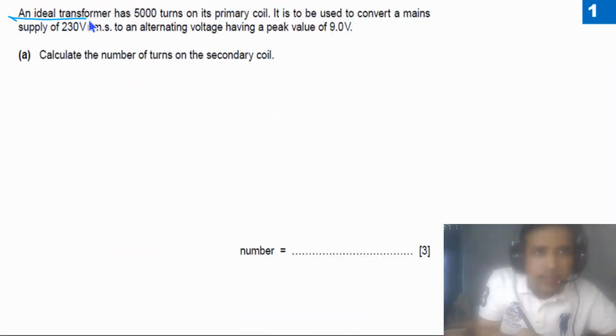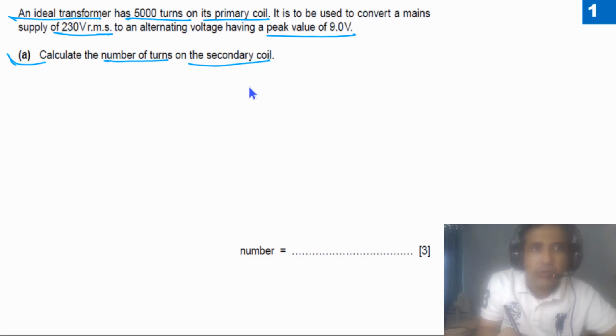Question 1 says, an ideal transformer has 5000 turns on its primary coil. It is to be used to convert a mains supply of 230 volts RMS to an alternating voltage having a peak value of 9.0 volts. For part A, we need to calculate the number of turns on the secondary coil.